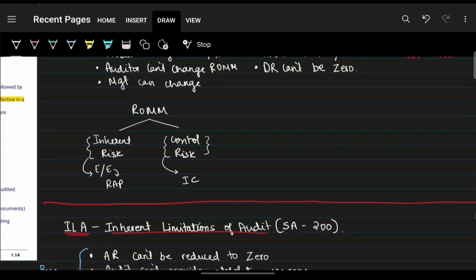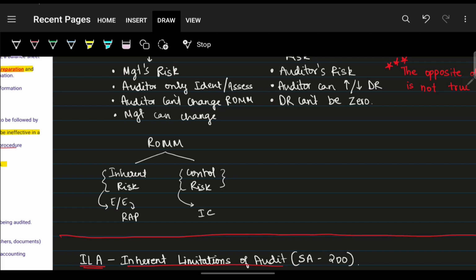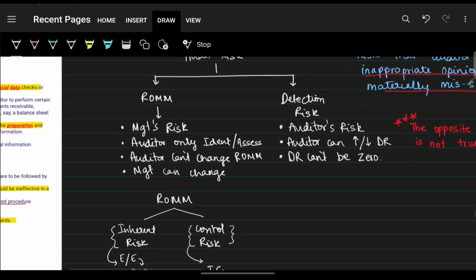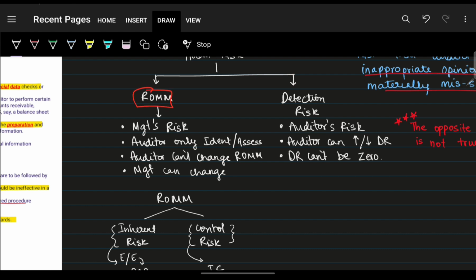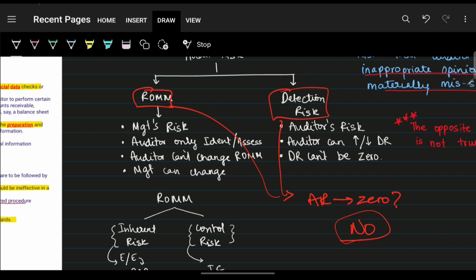Now, further, if you can see that even the risk of material misstatement cannot be zero, detection risk also cannot be reduced to zero. So can audit risk as a whole be reduced to zero? No, it can't be. Audit risk cannot be reduced to zero. That's why an auditor gives only a reasonable assurance, and not an absolute assurance. Reasonable assurance is correct. Absolute assurance is not correct.